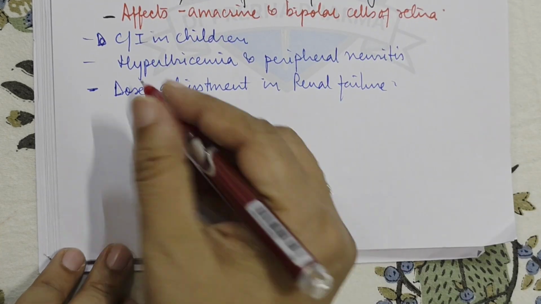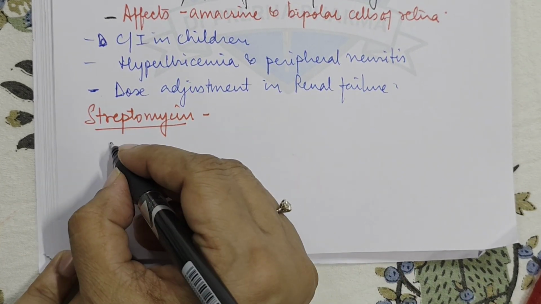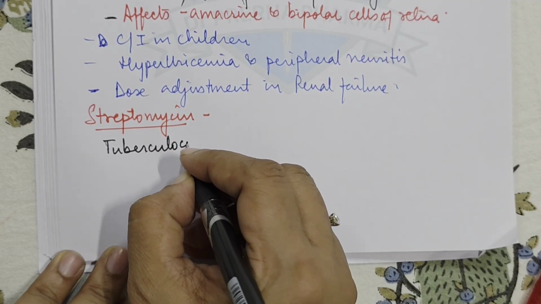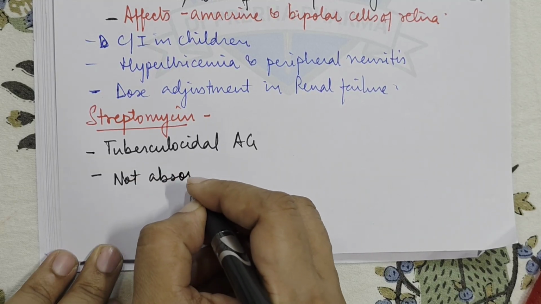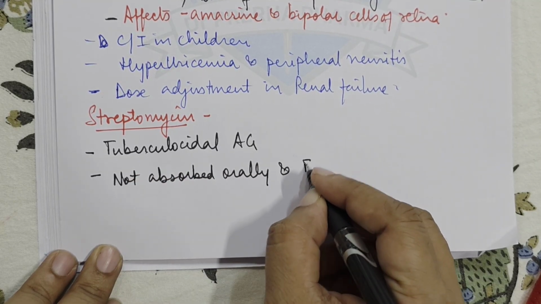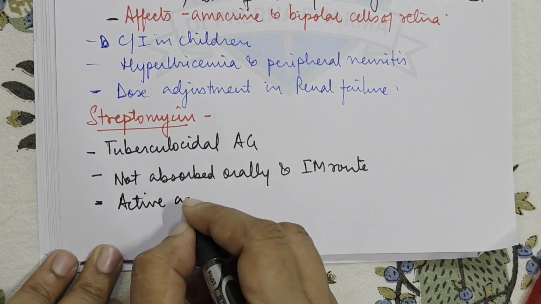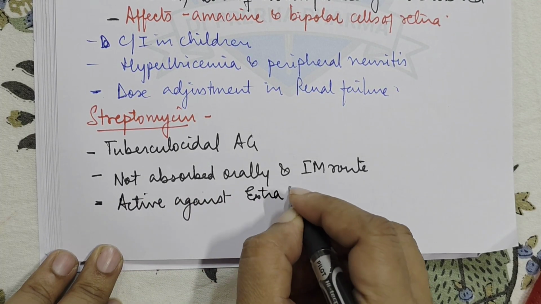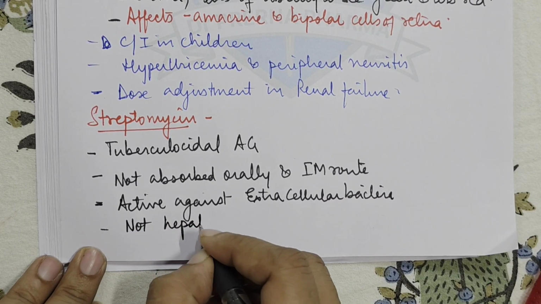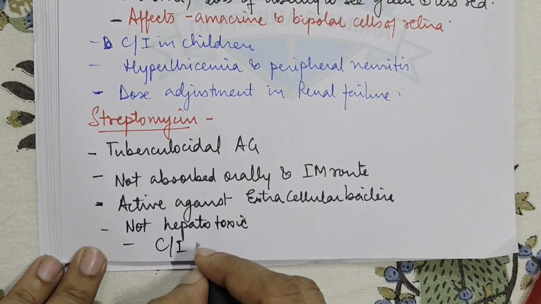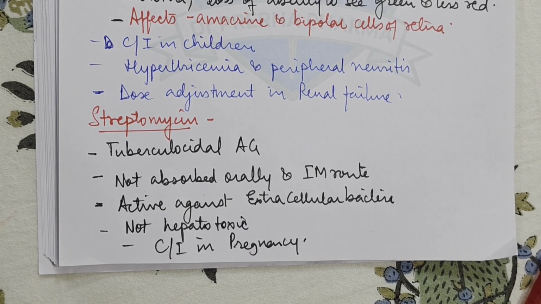The next drug and the last drug usually in the first line drugs is streptomycin. Now streptomycin we have studied in the aminoglycosides also. So this is basically a tuberculocidal drug. It is an aminoglycoside, right? It is not absorbed orally and given by injectable route. Then its half-life is prolonged, active against extracellular bacteria. It is not hepatotoxic, but it is contraindicated in pregnancy. Okay, so these are the various first line agents that we usually study.